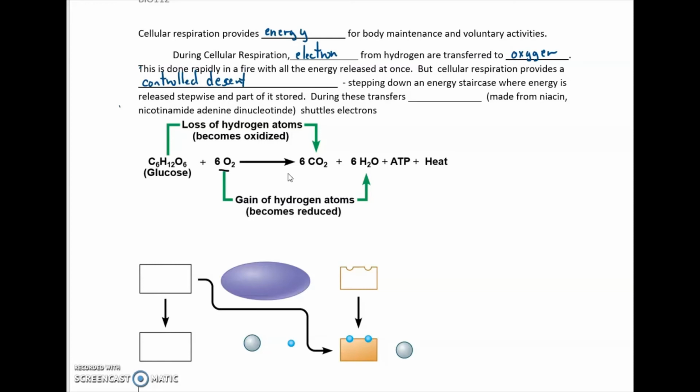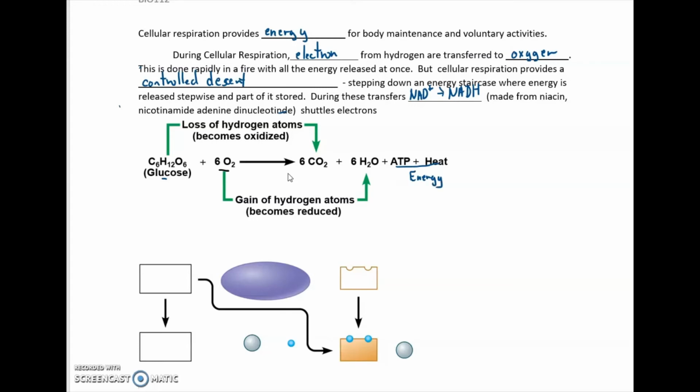During these transfers, we'll have NAD+ gaining an electron and becoming NADH. This compound, nicotinamide adenosine dinucleotide, is made from niacin. Okay. So this is our reaction. We're going to start with glucose and some oxygen, and we'll make carbon dioxide, water, and ATP and heat, which is basically just energy.